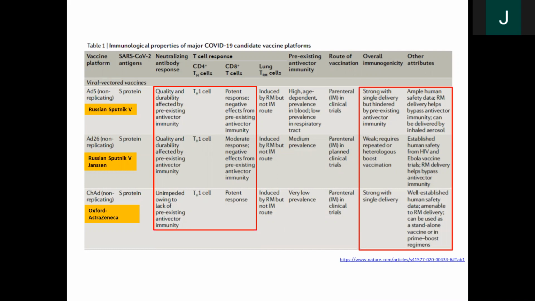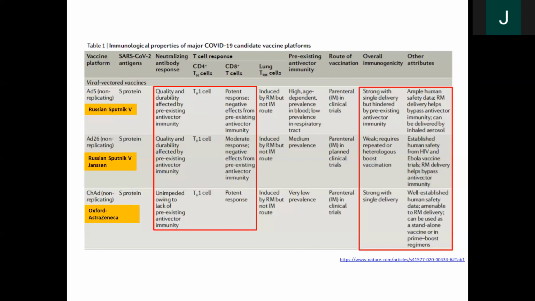The Russian Sputnik 5 is interesting. It uses an adenovirus 26 for the first dose, and then an adenovirus 5 for the second dose. So they're different adenovirus vectors. They produce less of an immune response to one specific vector, but again, over time, they will lose that efficacy because your own body will produce antibodies to those two vectors eventually, and they'll have to switch vectors at some point.